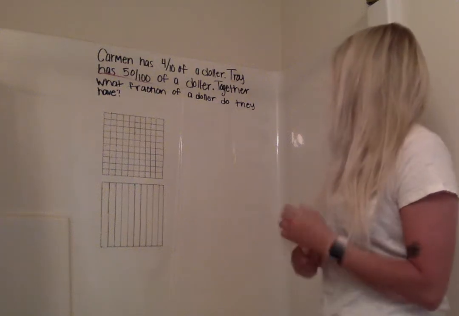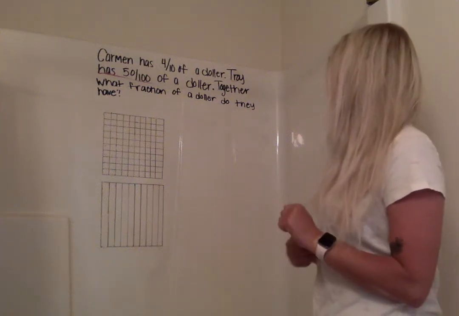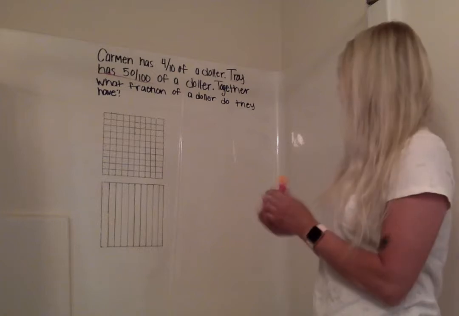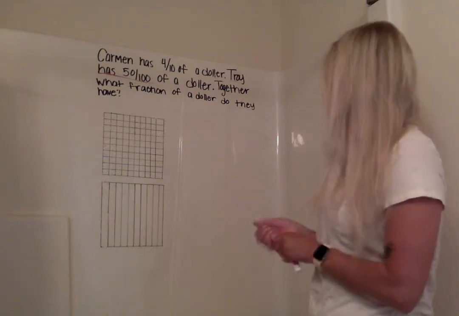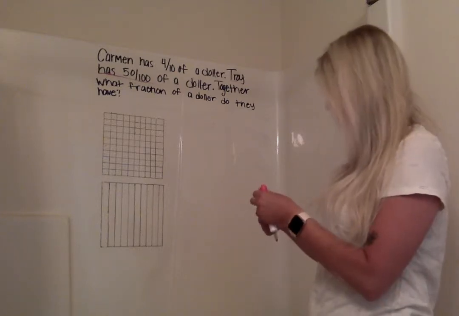Our problem today says Carmen has 4/10 of a dollar. Troy has 50/100 of a dollar. Together, what fraction of a dollar do they have?